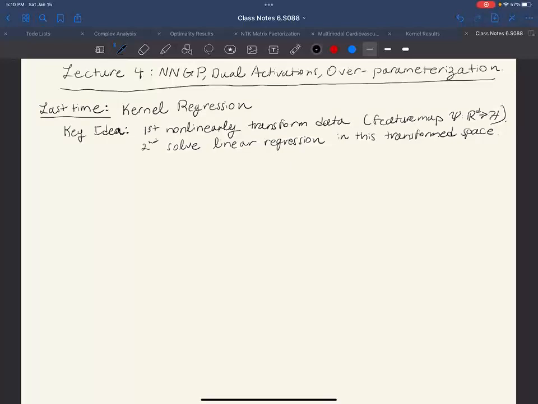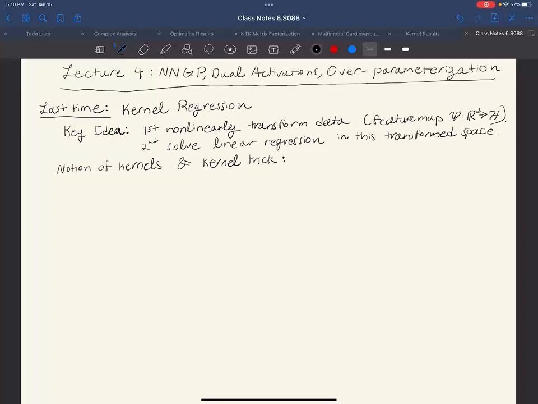So the main trick that we used to do this, especially in the case where your space of transformed data was infinite dimensional, was something called the kernel trick, and we used this notion of kernels. This allowed us to find a minimum norm solution in the Hilbert space. And we could do this tractably.